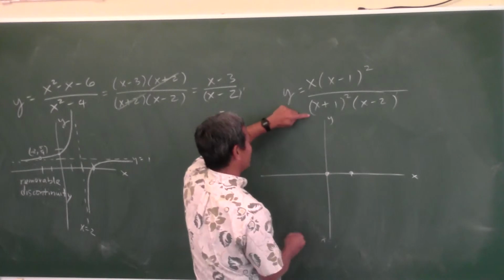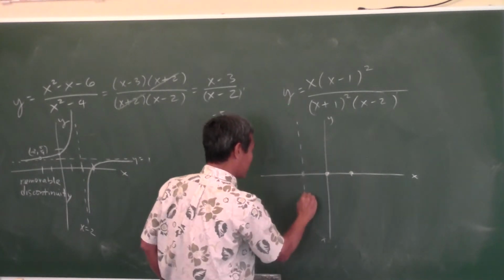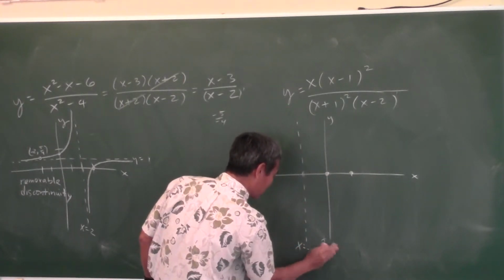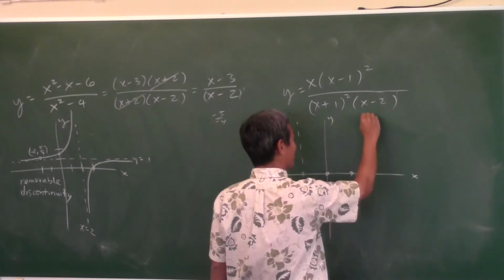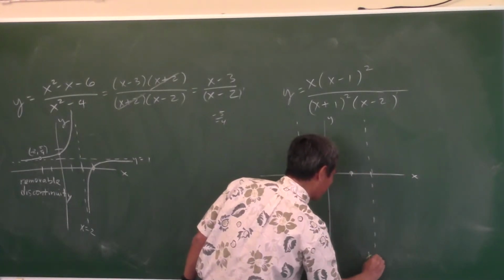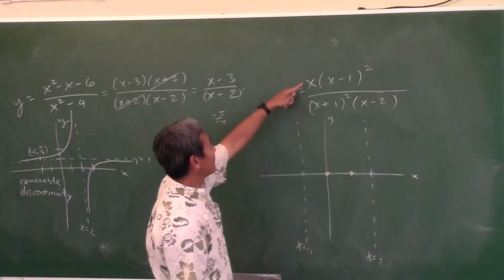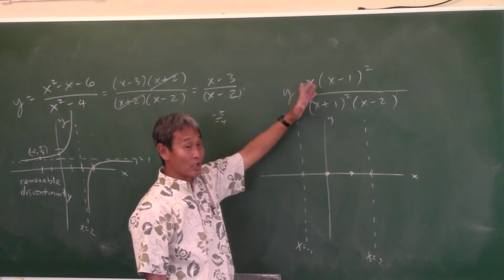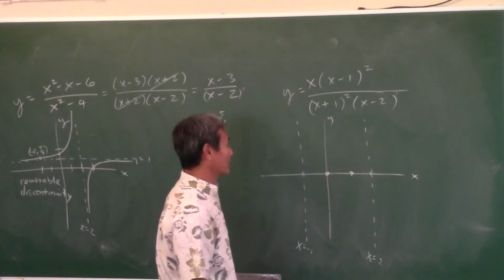Vertical asymptote: x equals -1, x equals 2. Horizontal: if the degree of the top and the bottom are the same, which they are, you look at the leading coefficients. 1. y equals 1.